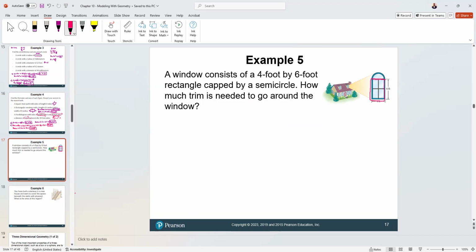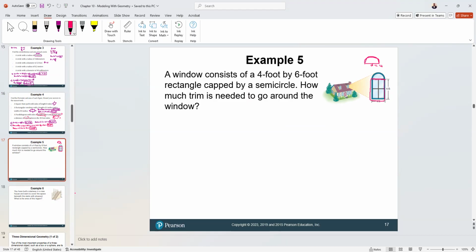So this is the semicircle. Remember, that's half of a circle. Well, actually, mine is not. But you have a rectangle, and you know the diameter here is d equals 4, right? Because it's the same as the width. How much trim is needed to go around the window?